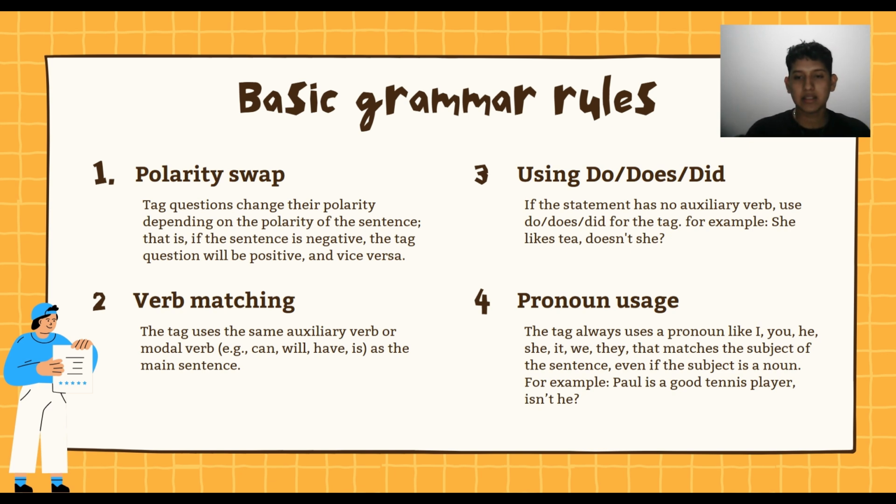And the fourth rule is pronoun usage. The tag always uses a pronoun like I, you, he, she, it, we, and they that matches the subject of the sentence, even if the subject is a noun or a proper name. For example, Paul is a good tennis player, isn't he? They changed Paul for the pronoun he.